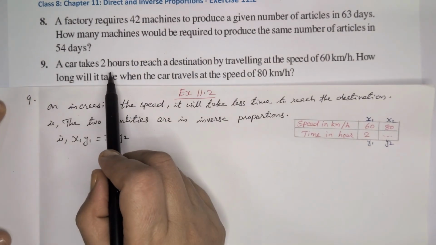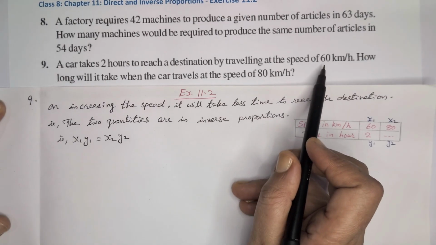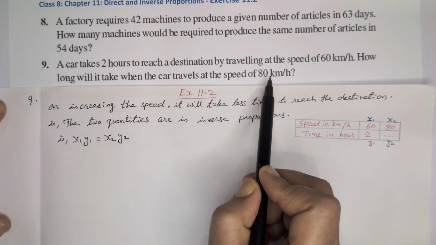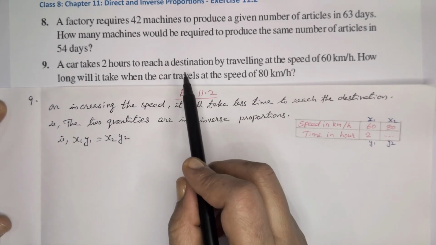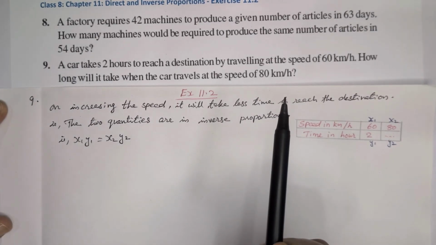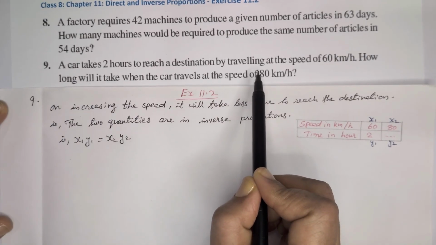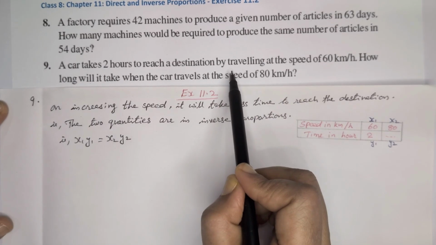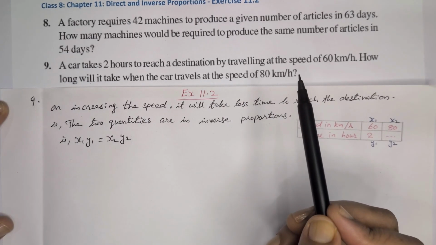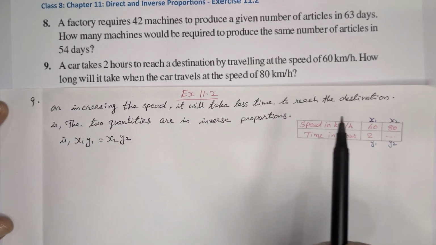Ninth question. A car takes 2 hours to reach the destination by traveling at the speed of 60 km per hour. How long will it take when the car travels at the speed of 80 km per hour? So we know that if the speed is more, then less time will be taken to reach the destination. If the car is going at low speed, that will take more time. Less speed, more time, or high speed, less time, both inverse proportion. So we can write, on increasing the speed, it will take less time to reach the destination.